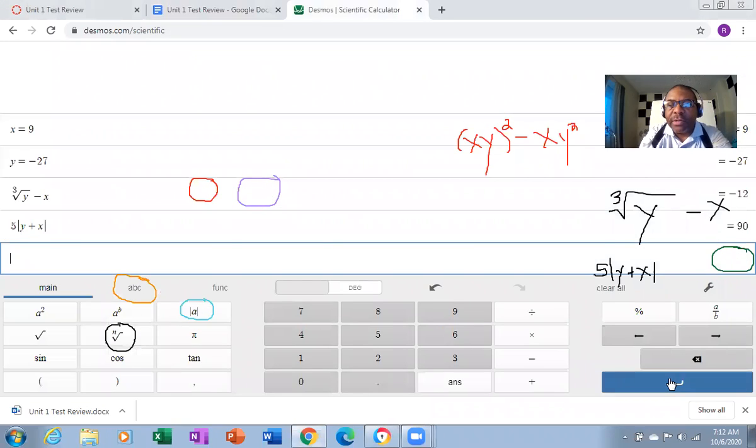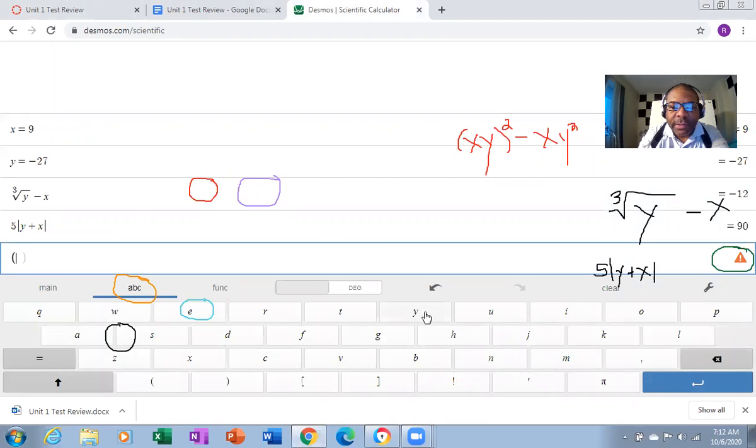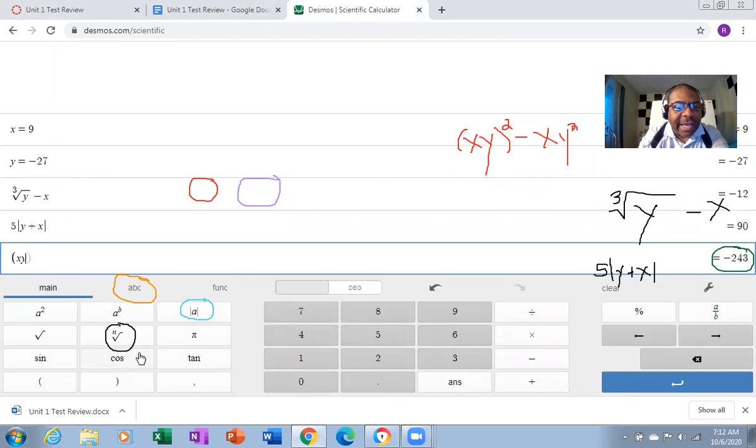We already have our numbers in there, so we're good to go. Let's put in this new problem. Okay, parentheses, ABC, XY, back to main, parentheses. And now I'm going to use this button we haven't used yet. This squares everything. This button squares everything, okay? So I'm going to hit this button, and you see how it squared it?